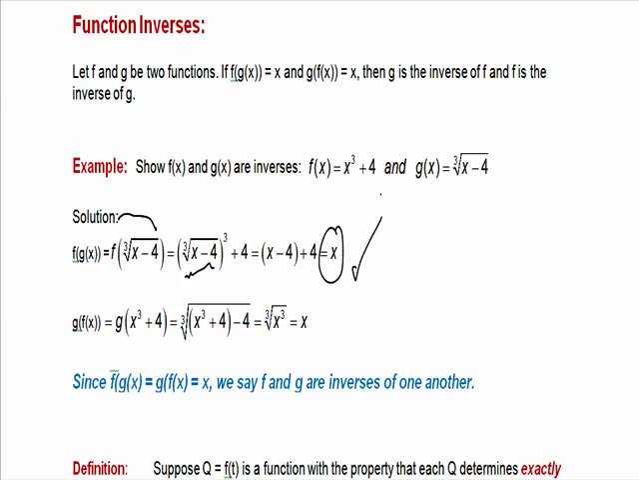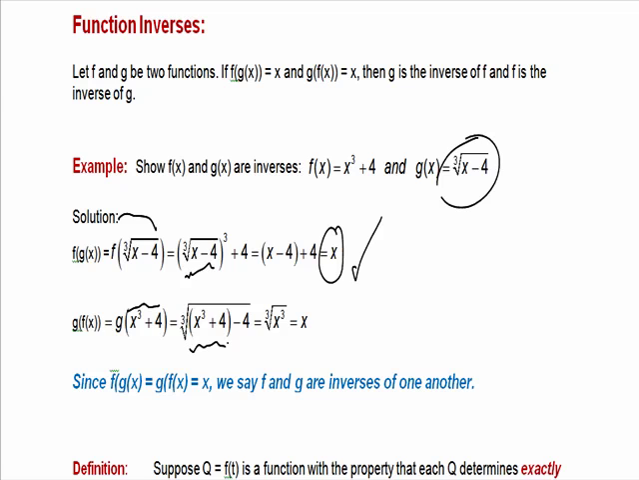Now we do g at f at x. So we do g, and then we go to the inside and we take out what f is, and we put in what f equals, which is x cubed plus 4. So now I have g evaluated at x cubed plus 4. Now I go to my g function. My g function says take the cube root of the input minus 4. So that's what I'm going to do, the cube root of the input minus 4. Well, my input is x cubed plus 4.